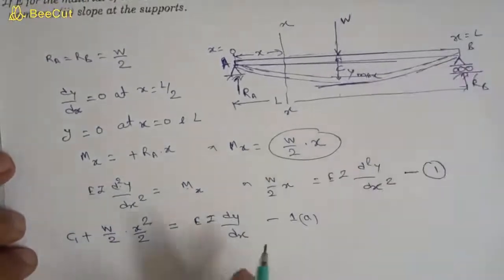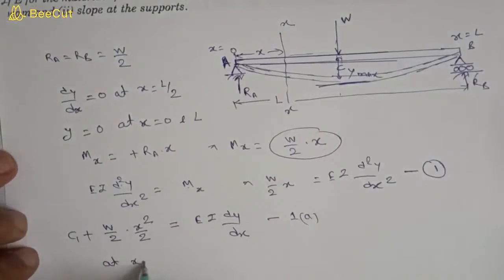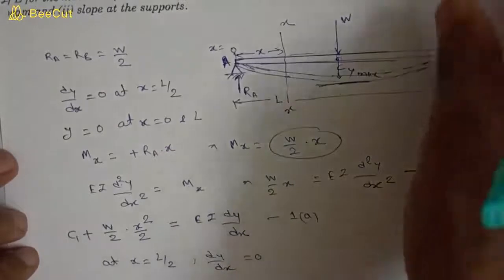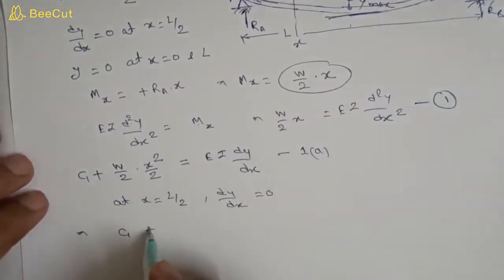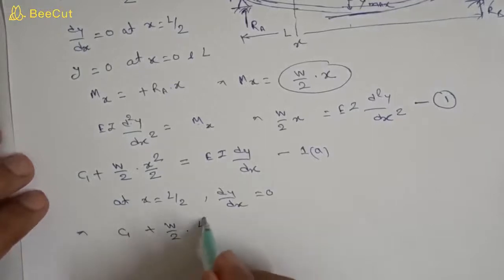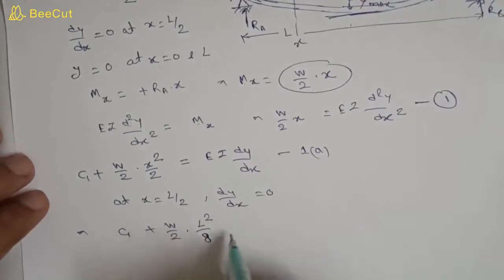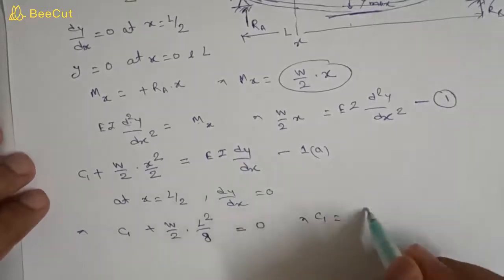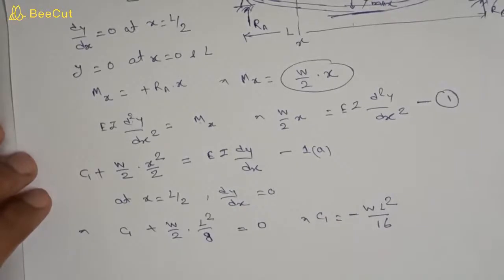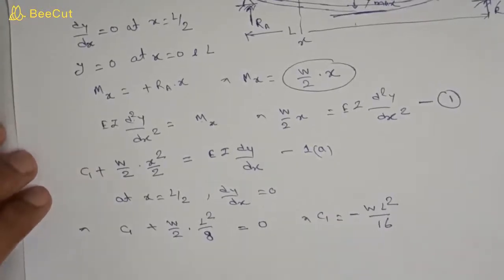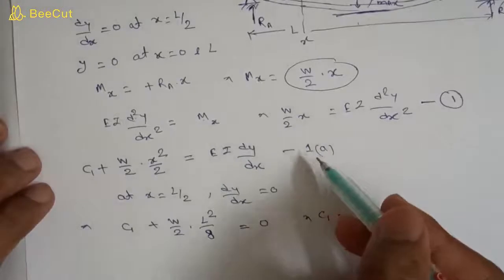Now you know that at x is equal to L by 2, dy by dx is equal to 0. So put this value in equation 1a. So we will get C1 plus W by 2 into L square by 4 into 2 is equal to 0. So you will get C1 is equal to minus WL square by 16. So we got the value of C1. So put this value of C1 in equation number 1a.